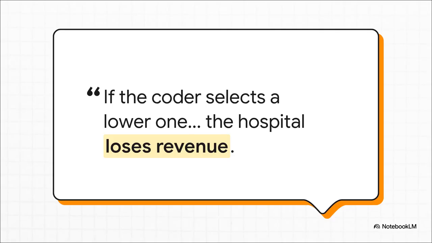As the source text explicitly warns, if you have a highly complex case, but the coder selects a lower DRG, say coding a simple pneumonia when it was actually multi-lobar, the hospital flat out loses legitimately earned revenue. This silent leak is known as undercoding, or a DRG downgrade, and it's a huge target for compliance audits.